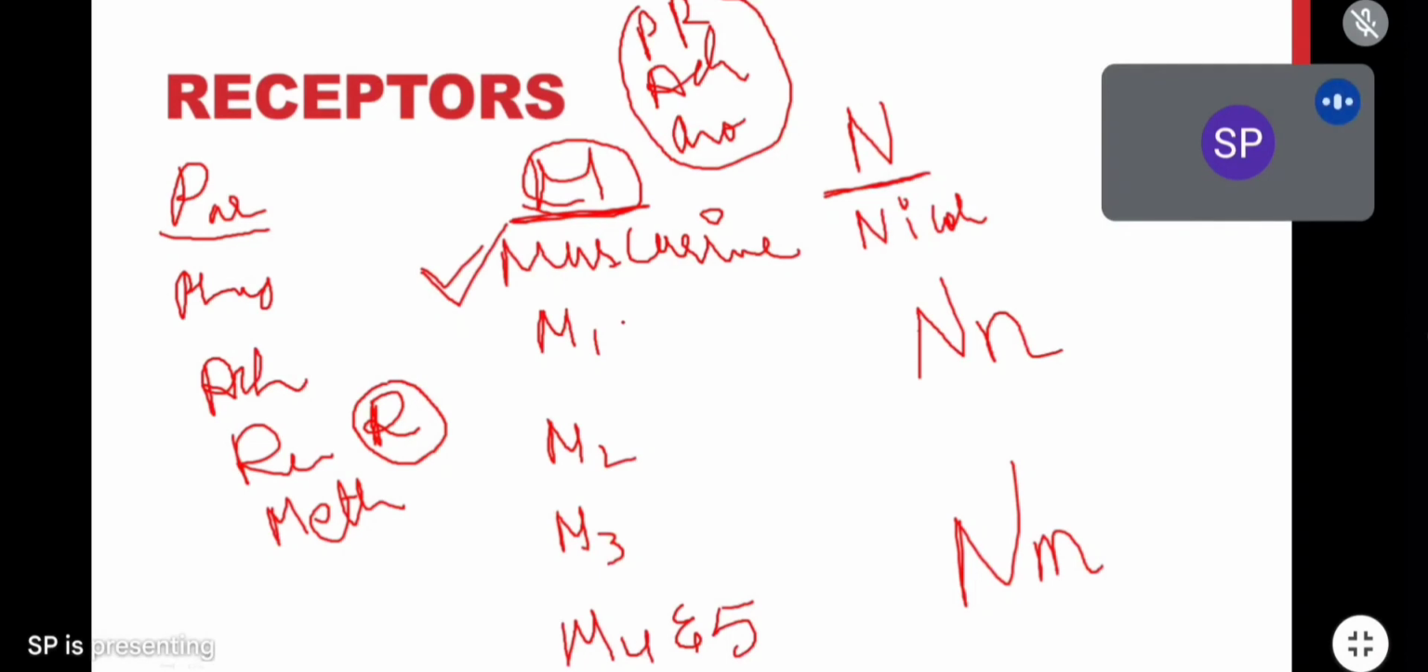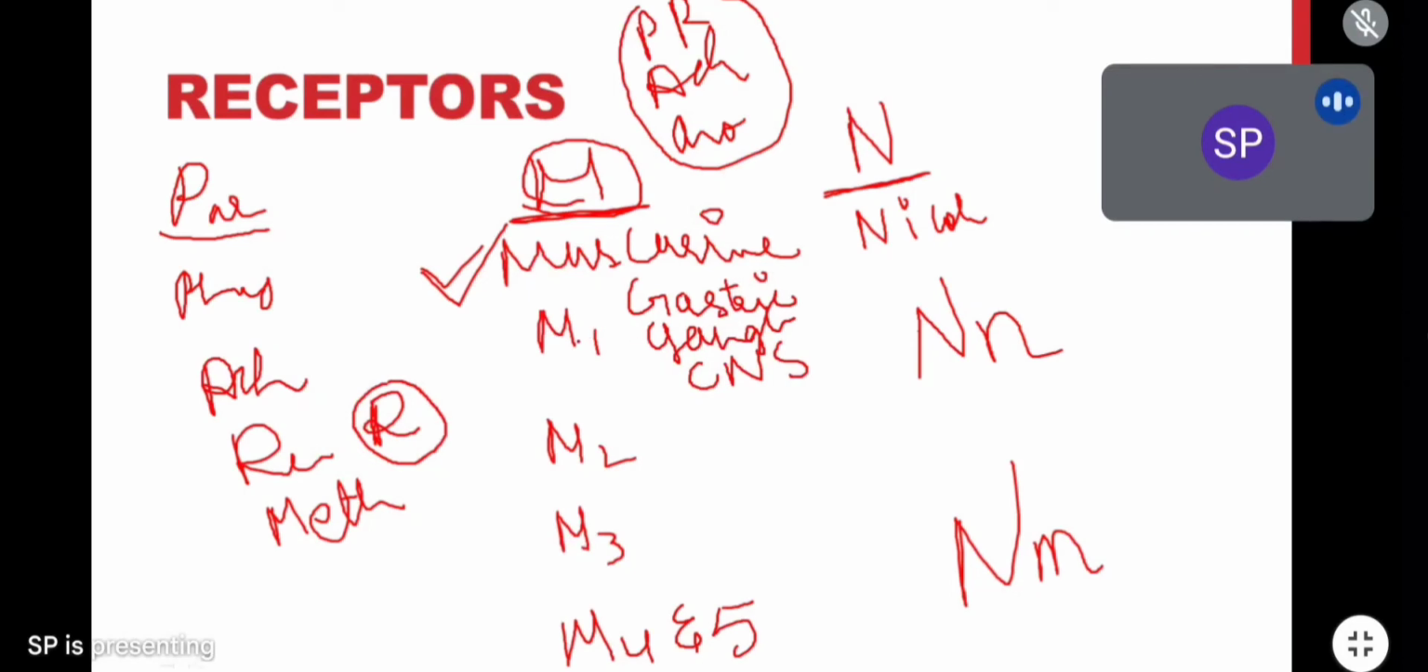Now these M1 receptors are mainly located on गैस्ट्रिक ग्लैंड्स. ध्यान से सुनो, कहीं भी लिख लो. M1 is present in gastric gland. Second, M1 is also present in ganglia, and it is present in brain, central nervous system. अब देखो ध्यान से सुनो सब लोग.